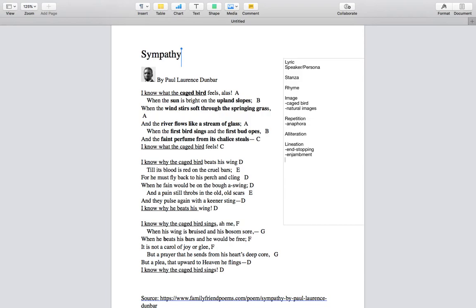And what enjambment does is it can create a kind of breathless quality. So if you notice when I was reading here, for here he must fly back to his perch and cling when he fain would be on the bough a swing, it becomes almost difficult to read, and it creates much more momentum.